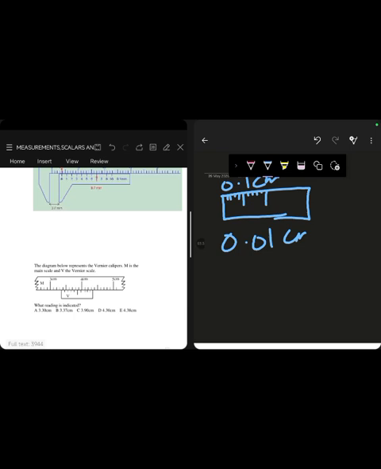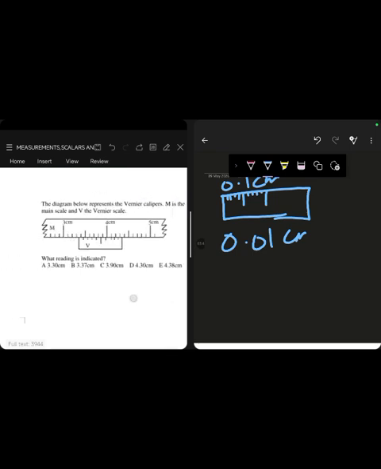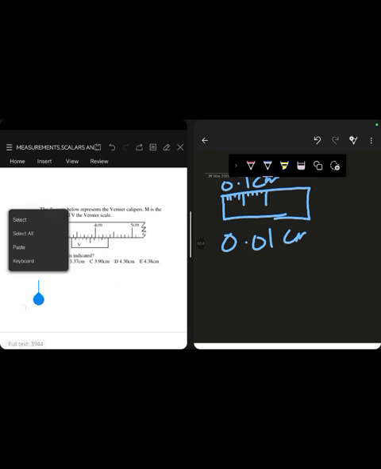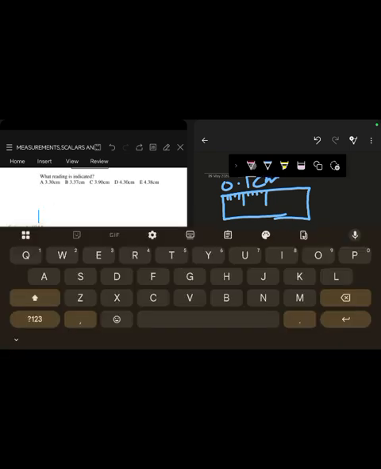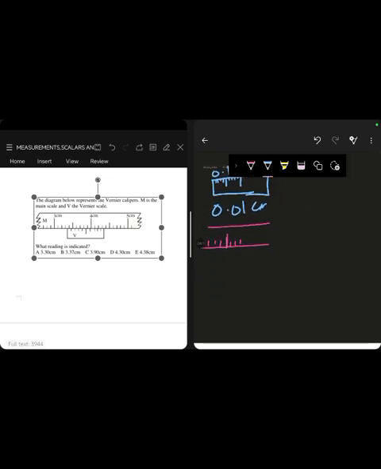It is your main scale plus your vernier scale. Now look at this reading that we're given here, and we are asked what reading is indicated. Let's check the main scale. Looking at the vernier caliper, we have 1, 2, 3. Yes, 3 centimeters. Then I have 1, 2, 3. That means I have 3, 0.1, 0.2, and 0.3. So on the main scale, it stopped at 3.3. So I note it down somewhere. The main scale is 3.3.